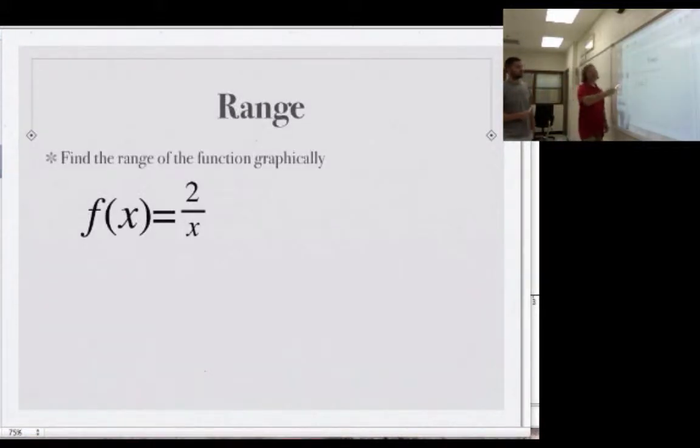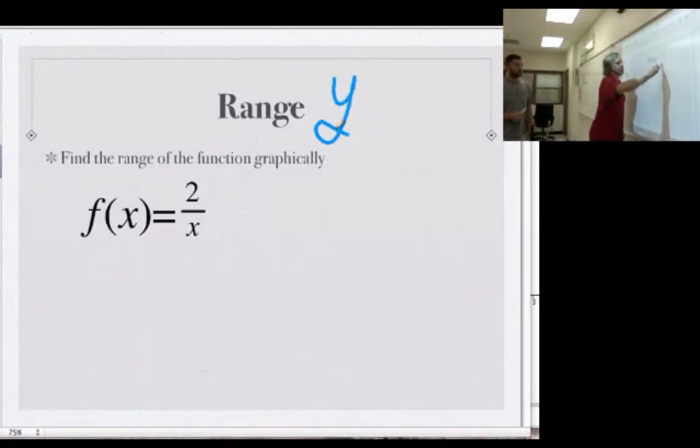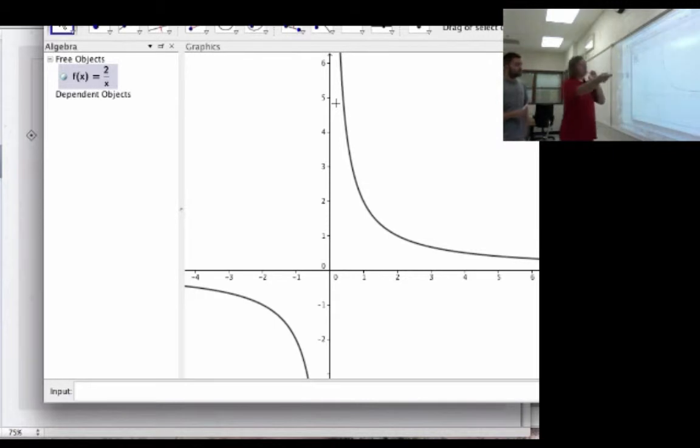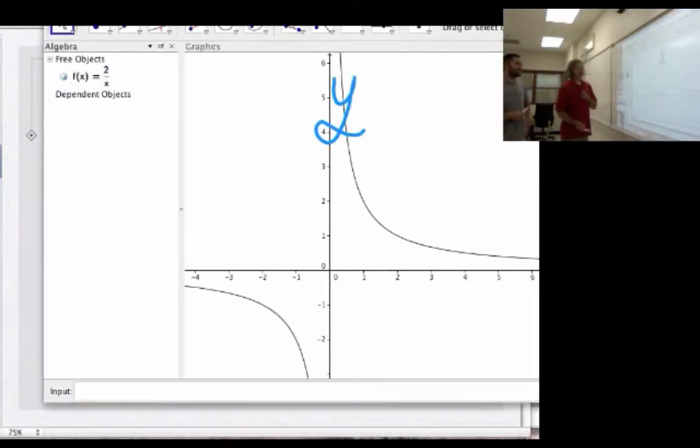Okay, now we said range. Mr. Creswell said those are y values. So why don't we take a look at the graph of this one? We graphed y equals 2 over x. It took 2 math teachers a good 5 minutes to do that. But if we're looking for the range, those are the y values.